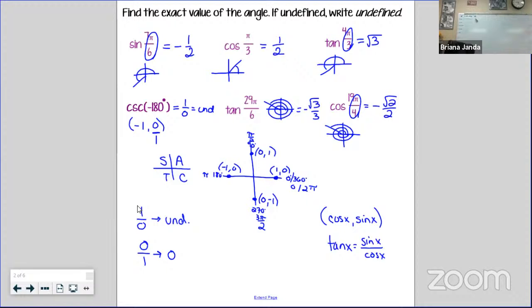Okay. Any questions pertaining to this? Does anyone want me to draw the special right triangles or quadrant 1 for them?